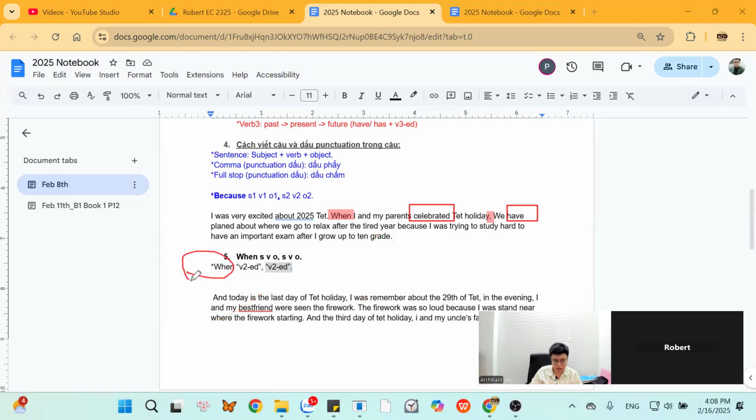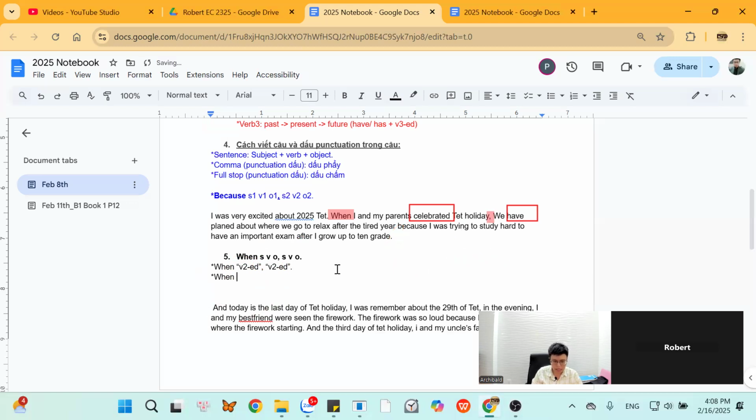So you will use when to connect two sentences together. The first verb is verb two, and the second verb is verb two. It means this thing happens first, and then this thing happens later, right?